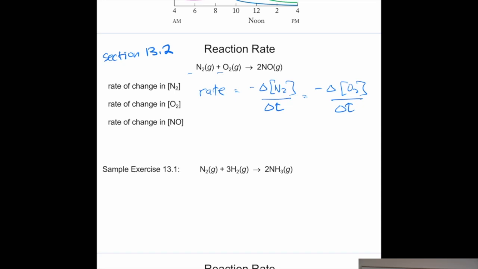Now, if we want to make all of these rates equal, but do it with respect to the increase in concentration of NO, notice that it increases twice as fast as the decrease in any of the two reactants. So the way we do that then, if we want to make these all equal, this is the same as plus 1/2 the concentration of the product.